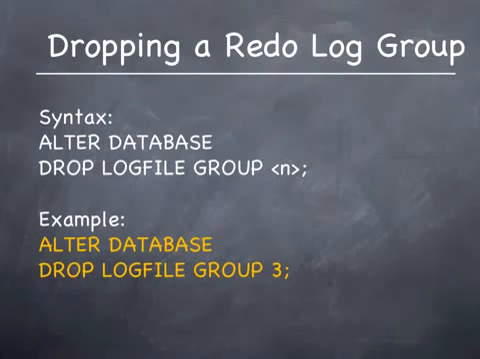The syntax to drop a redo log group is on this slide. It is alter database drop logfile group followed by the group number. In the example, group 3 is being dropped using the command alter database drop logfile group 3.